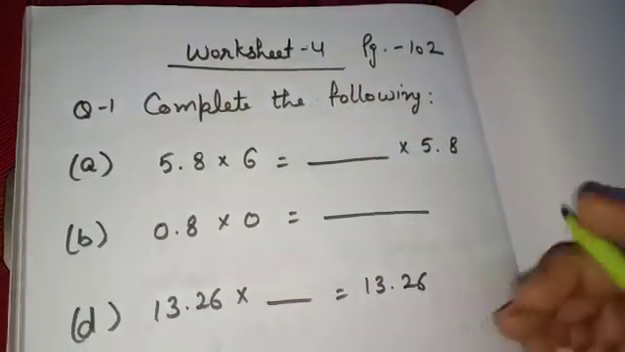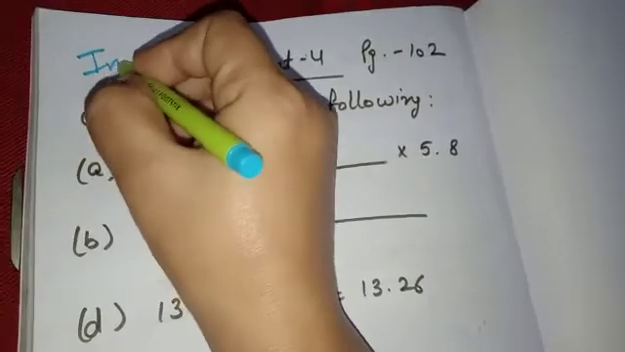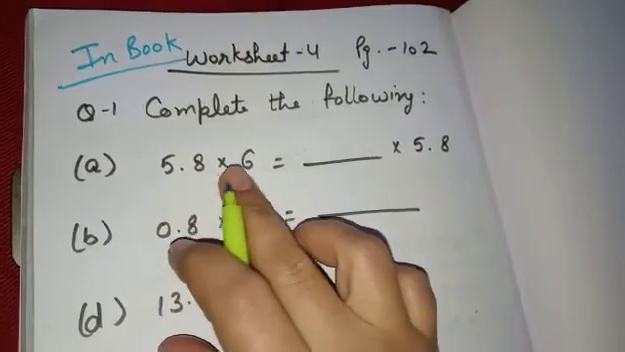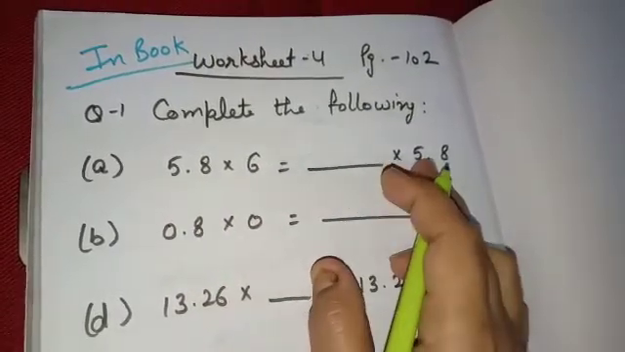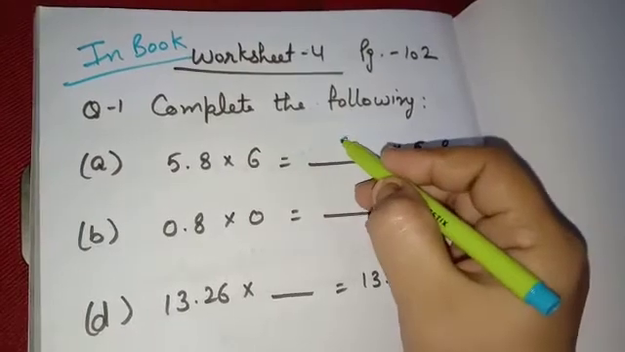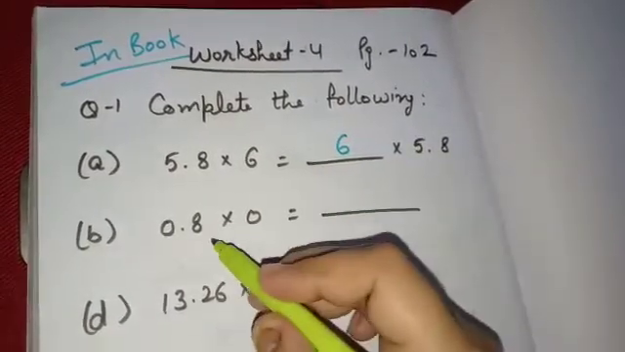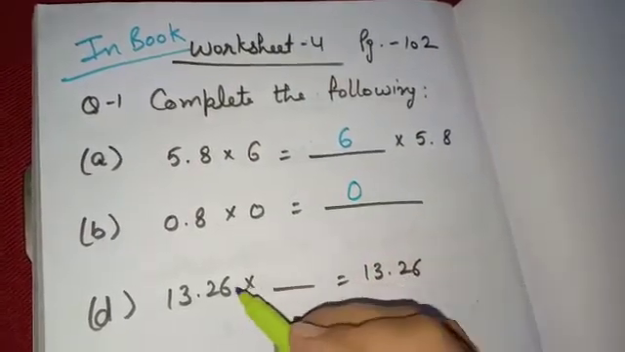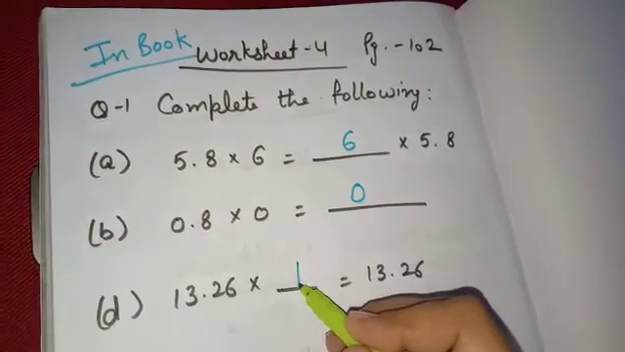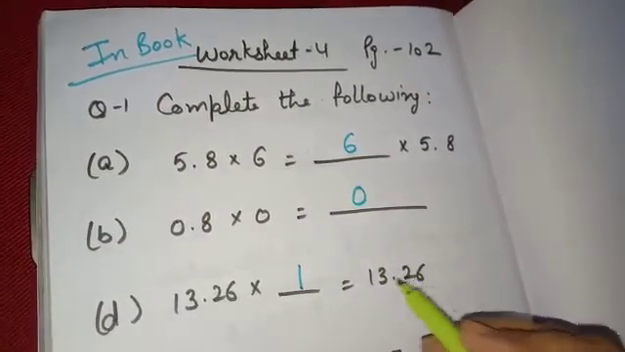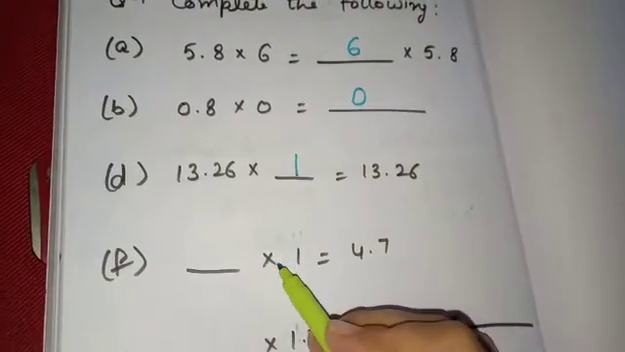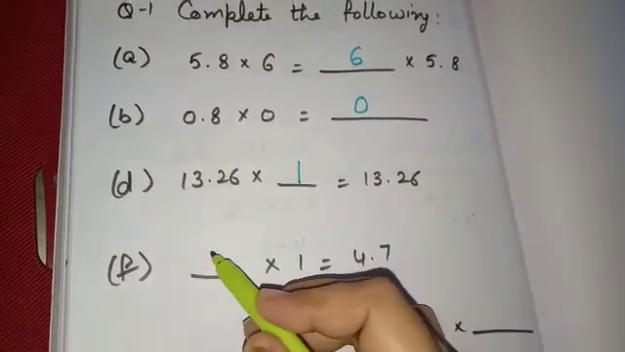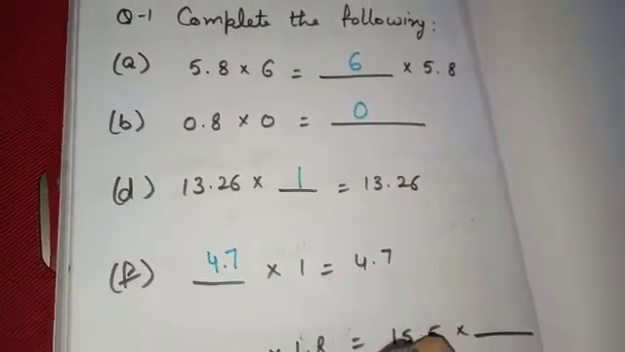It is only of fill in the blanks, so we will do this worksheet in the book only. Okay. Question number 1 is, complete the following. 5.8 multiply 6 equals to dash multiply 5.8. The same number should come on both the sides, so 6 will come here. 0.8 multiply 0. 0 is multiplied by any number, answer is 0. 13.26 multiply 1 is required to get the same number itself. Here dash is multiplying with 1 and answer is 4.7. So it means 4.7 will be multiplied by 1.